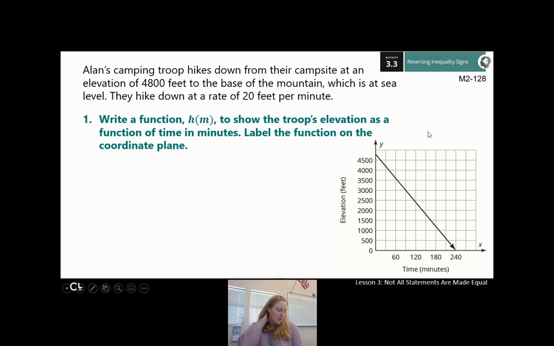So go ahead, take what we did yesterday about how we set up Alan's function. How would you set up Alan's hiking function today? Go ahead and hit pause, write down your function, and then hit play when you're ready to check your work.